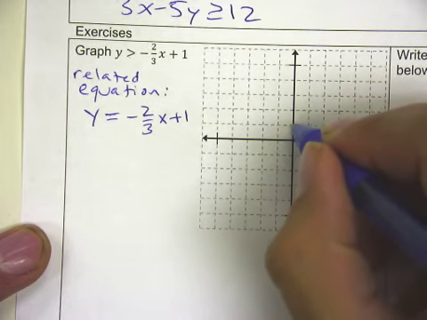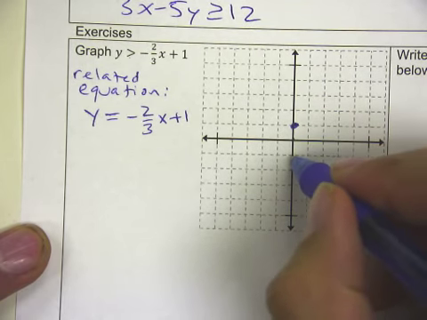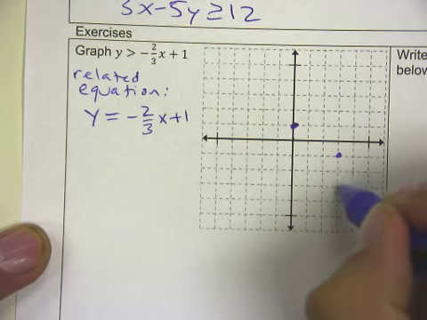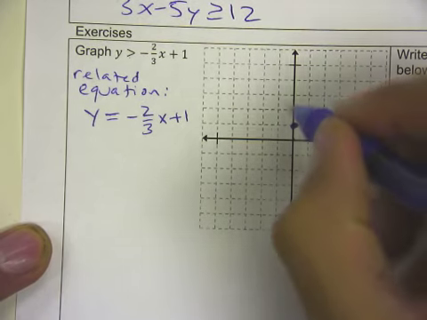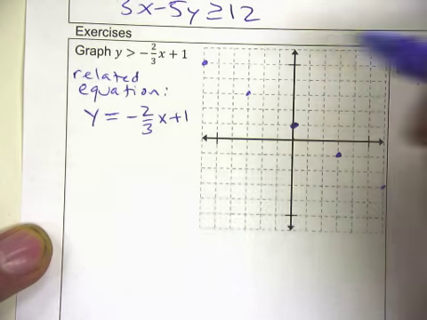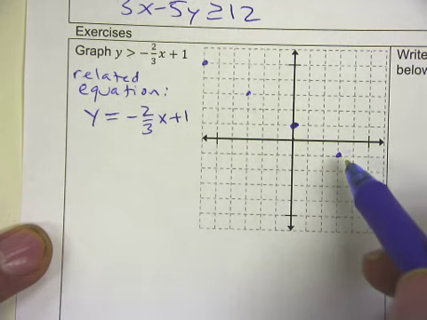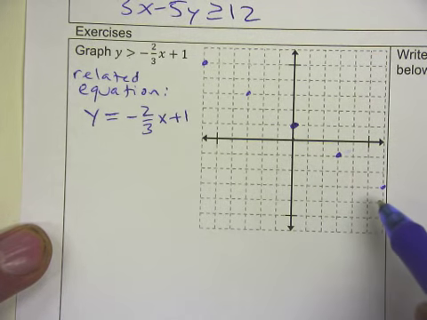So we can graph that boundary real quick. Y-intercept is 1, slope is negative 2 over positive 3, or positive 2 over negative 3. All right? But we don't want to sketch that line right away because we have to think about whether the points on that boundary are going to be solutions.